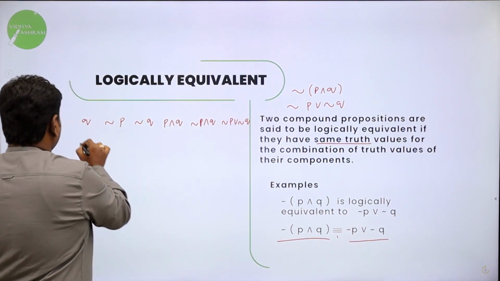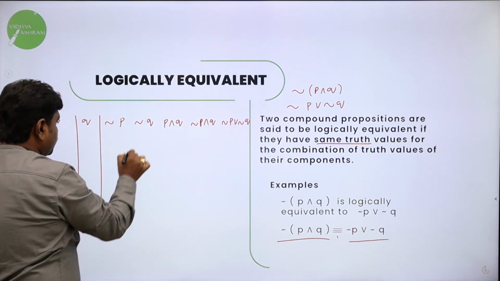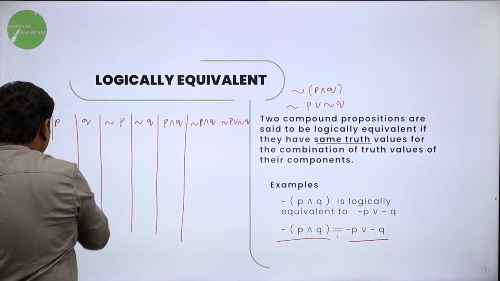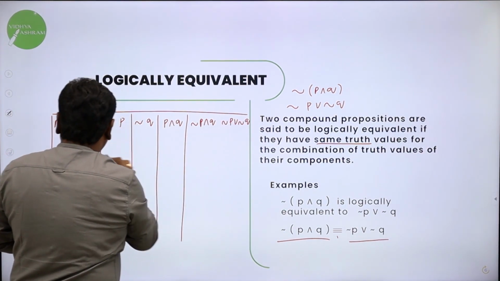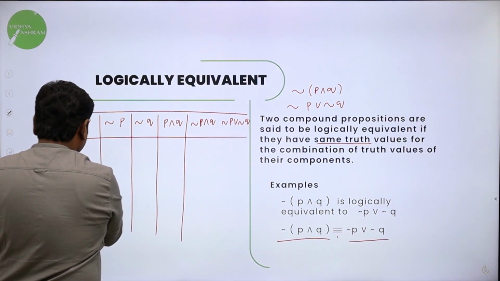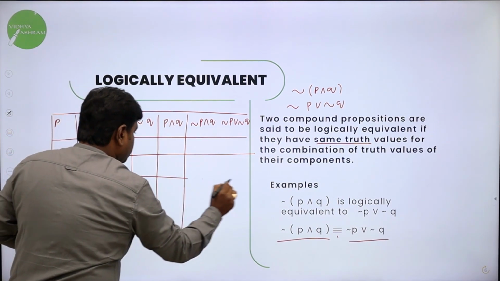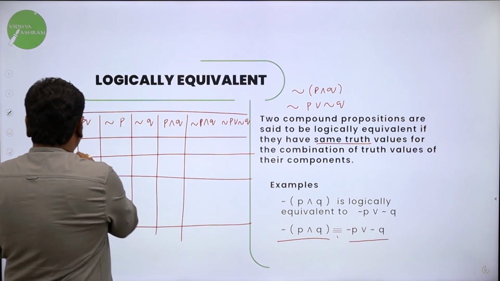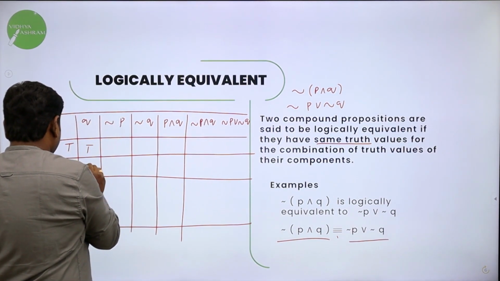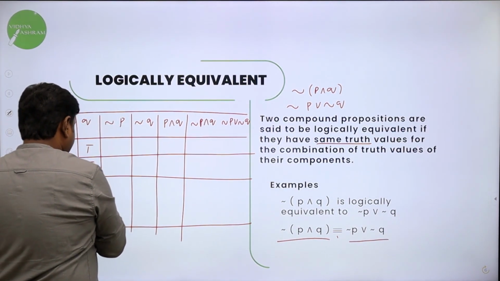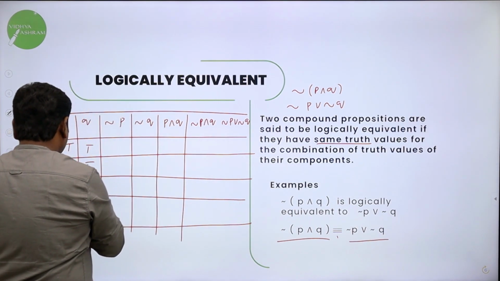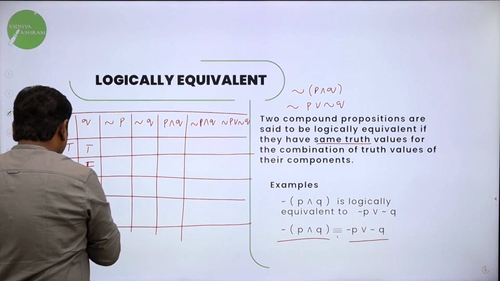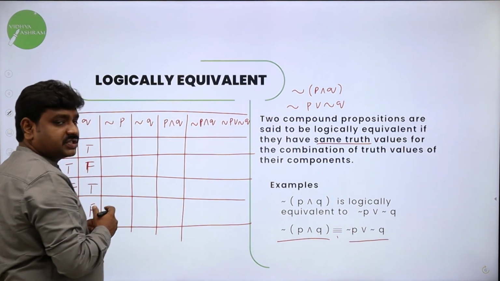So the last two columns, if you see, are compound propositions. Now let us construct the table and we will check the truth values. We will always take the four possibilities to conclude. So both may be true, true true, or true false, or false true, and false false. These are the possible combinations.